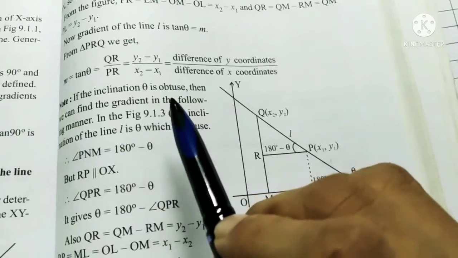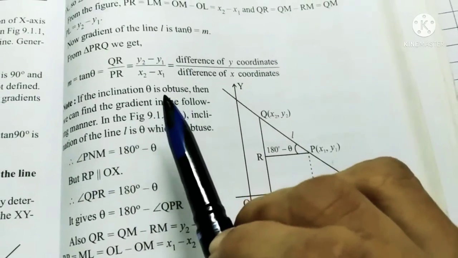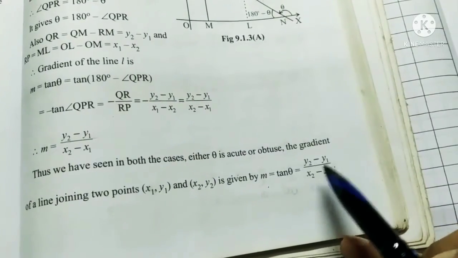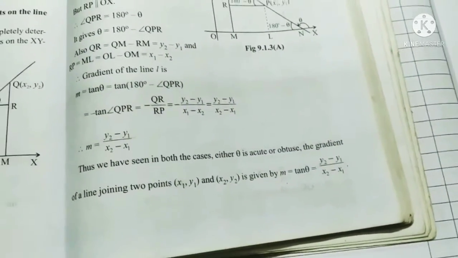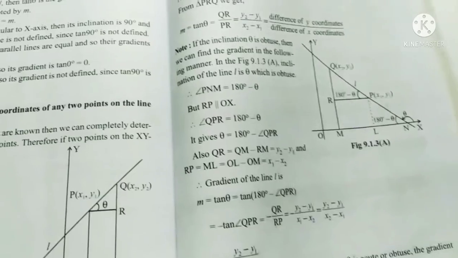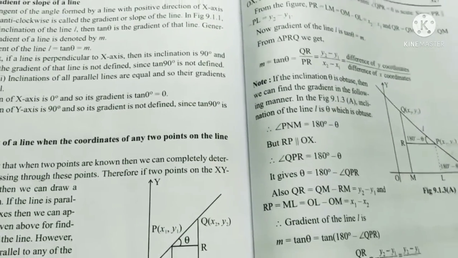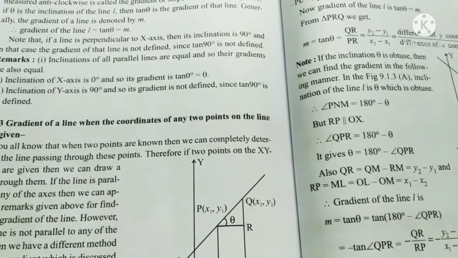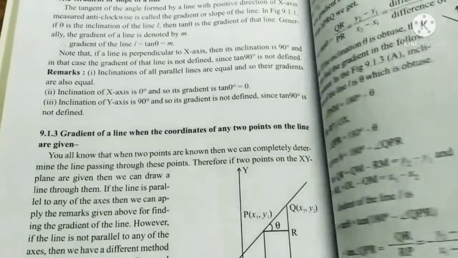And if the inclination of the line is an obtuse angle, then your formula will be m is equal to y2 minus y1 by x2 minus x1. Same formula only. Understand? So this is how to find the gradient of the line when the coordinates of any 2 points on the line are given.